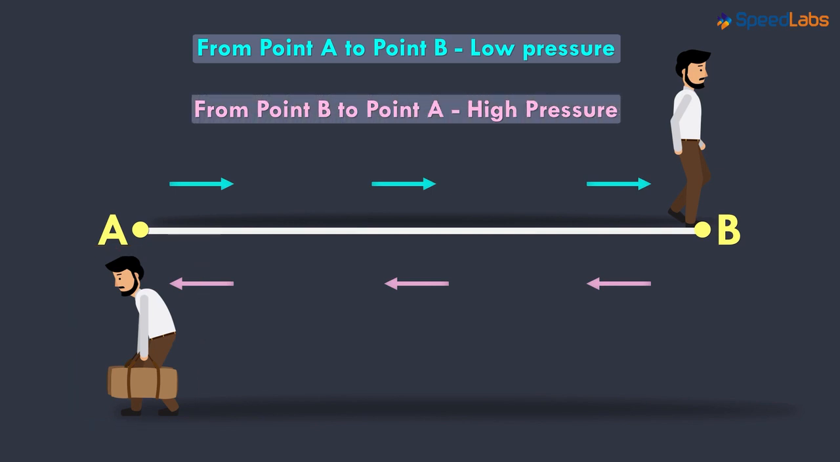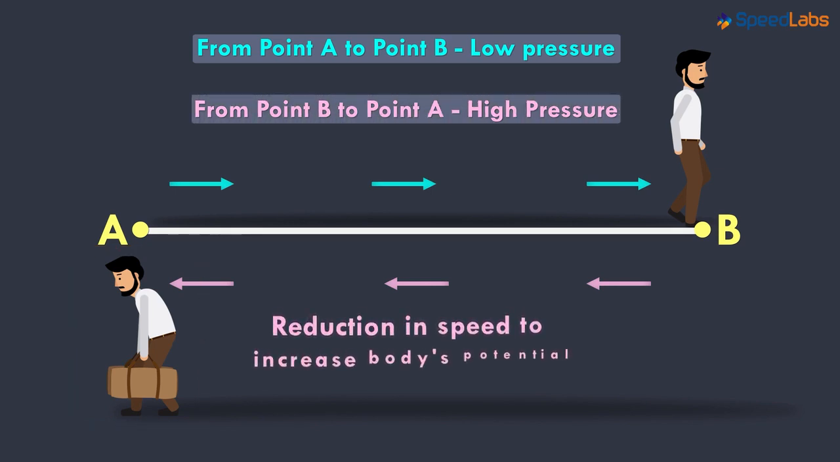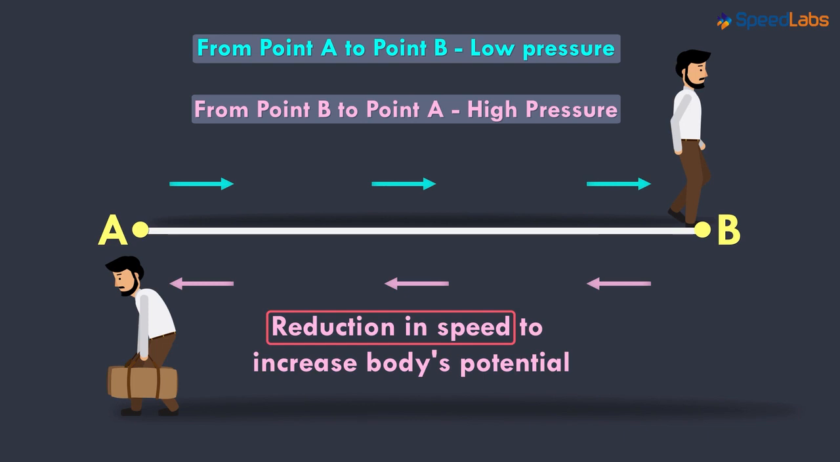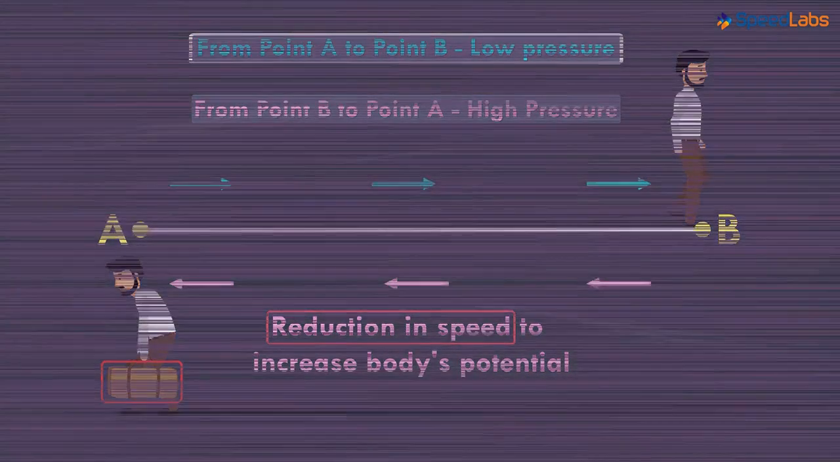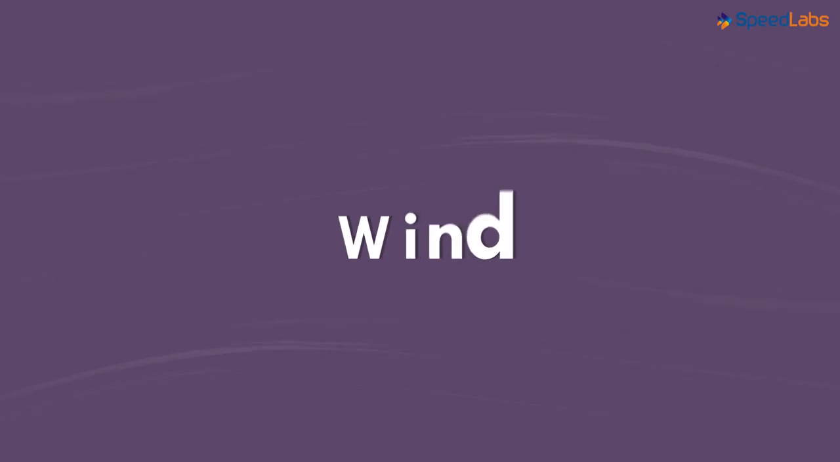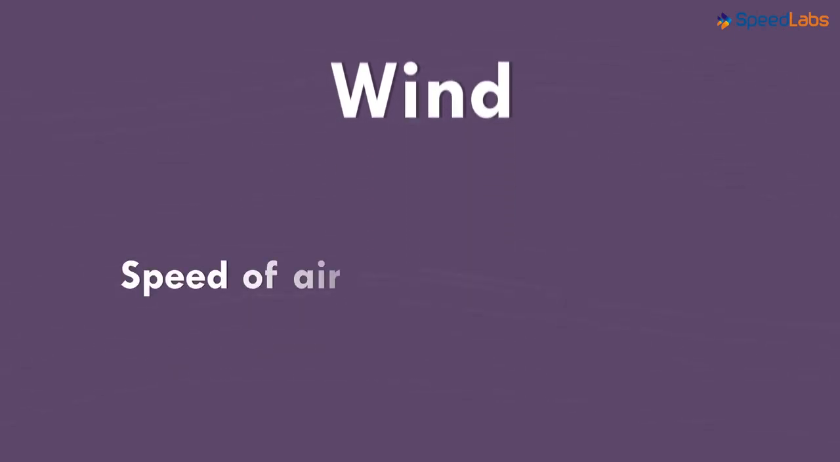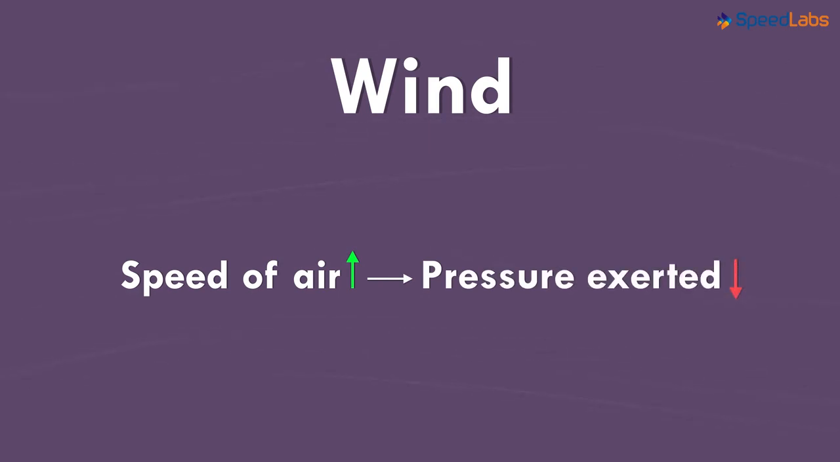So you automatically reduce the speed to increase the potential of your body to carry more weight. Yes, this reduction in speed will help you carry more weight. Whereas the increase in speed reduces the pressure that your body can exert. The same logic applies to the moving air, that is wind. When air moves with an increased speed, the pressure exerted by it reduces.